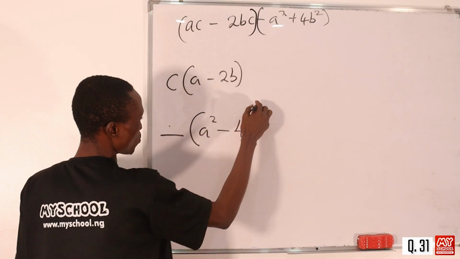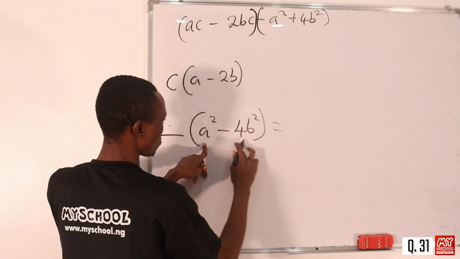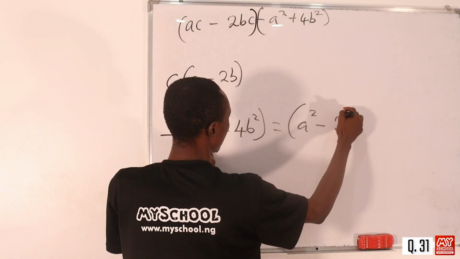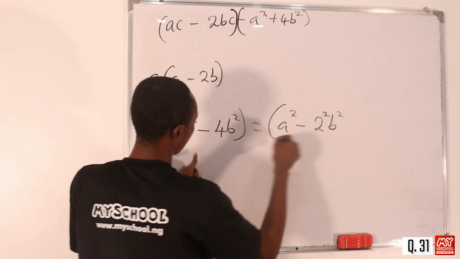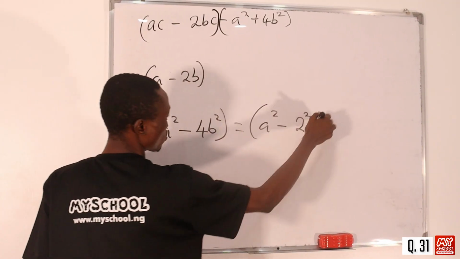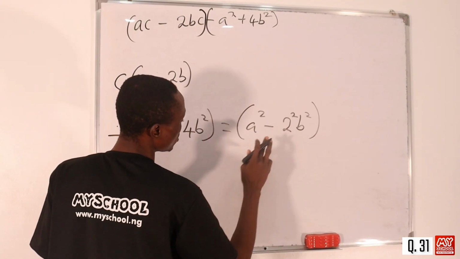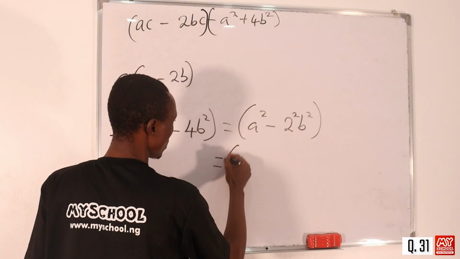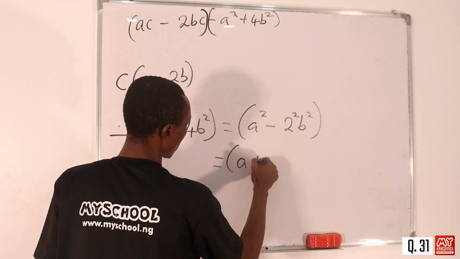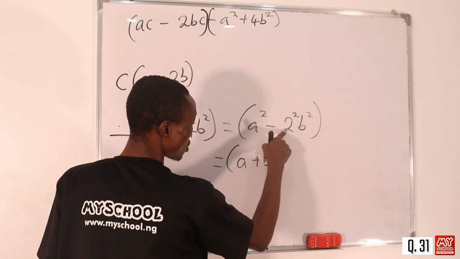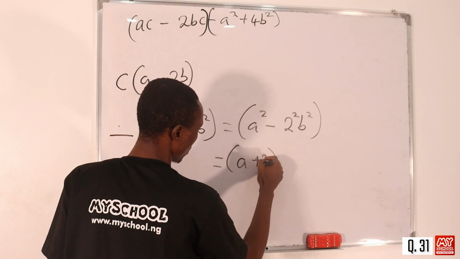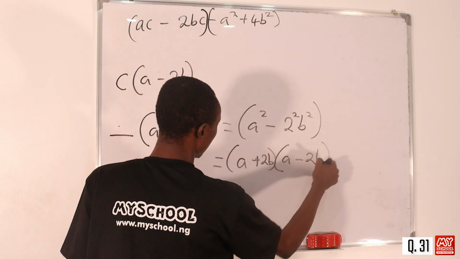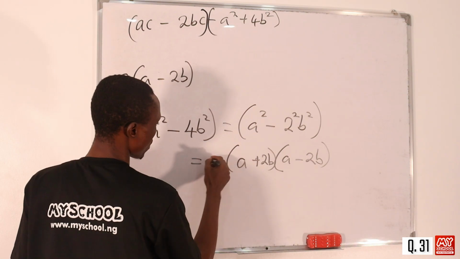So if you check this very well, we can write what we have inside this bracket as a squared minus 2 squared b squared. Okay, because 4 is the same thing as 2 raised to power 2. So that here we'll be having difference of two squares. So to factorize difference of two squares, it's usually a plus b in bracket, a minus b. So in this case, we are going to be having 2b, a plus 2b then bracket a minus 2b. So remember, we still have our minus outside.